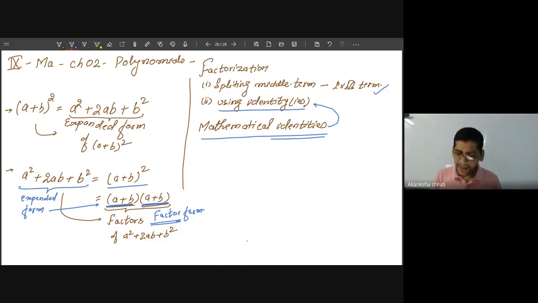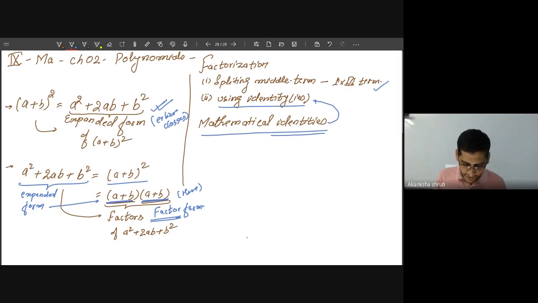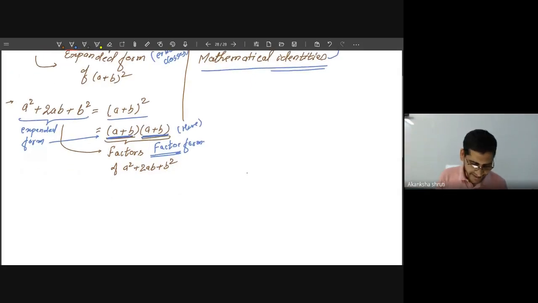for expanding, but in your earlier classes you have learned it this way: if something is given as (a + b) whole square, you have to expand it. So this you have learned in earlier classes, in your previous standard, and this you have to learn here. So we will have to focus on this, but even before that we have to go through the various identities. Students, what are the various mathematical identities?